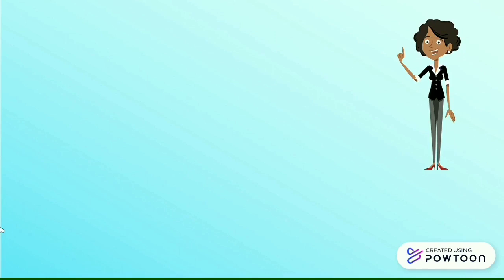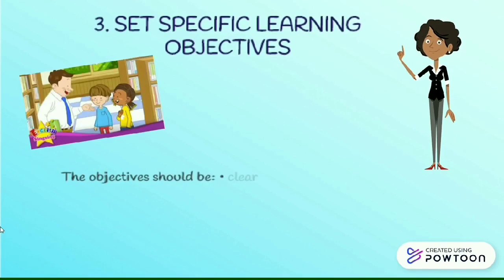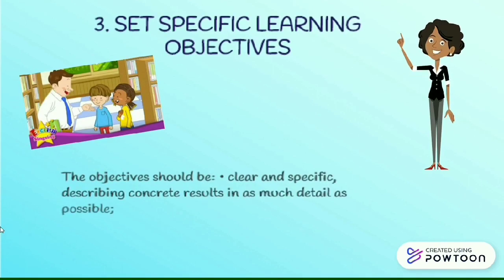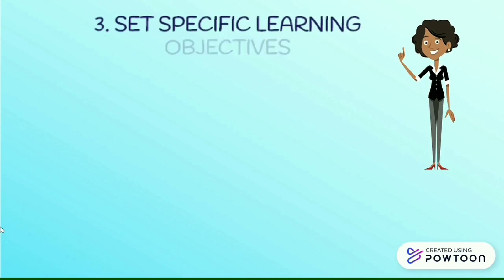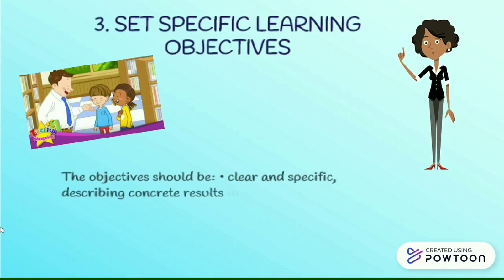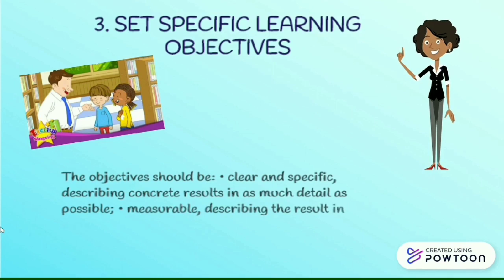Reward yourself for your achievements. The objective should be clear and specific, describing concrete results in as much detail as possible. Make sure you describe the result in terms that can be clearly evaluated, challenging and difficult, but not out of reach of a student's capabilities. A realistic goal must have a set date. Short and long term goals should be established.